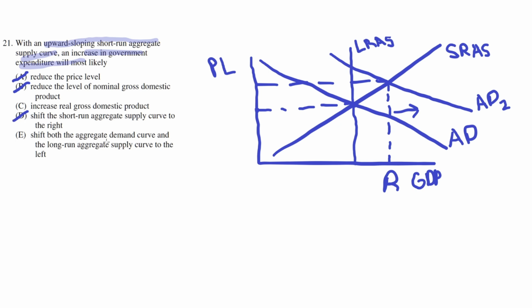E. Shift both the aggregate demand curve and the long-run aggregate supply curve to the left. This is incorrect because the aggregate demand curve would shift to the right, not to the left, because an increase in government expenditures would result in an increase in aggregate demand, and an increase in aggregate demand would be represented by a shift to the right in the aggregate demand curve, not a shift to the left. And the long-run aggregate supply curve would not be influenced by a change in government expenditure because the long-run aggregate supply curve is influenced only by the four factors of production: the land, labor, capital, and entrepreneurship. So E is incorrect. Therefore, the correct answer is C.